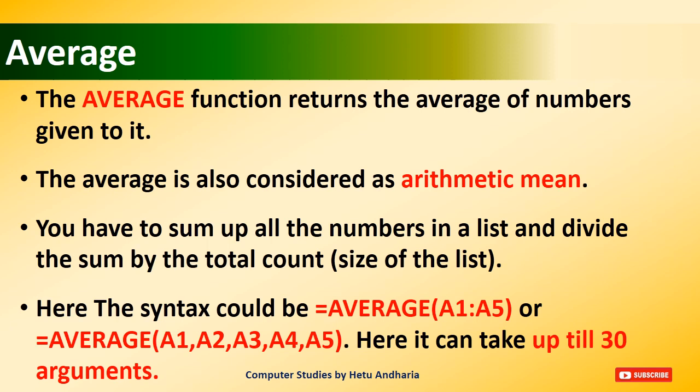You have to sum up all the numbers in a list and divide the sum by the total count, that is the size of the list. That is how average is found. But Excel does these things for you, automatically you get the answer, you don't have to do all these things. Now here the syntax could be AVERAGE, bracket, the cell range by adding a colon in between, and you can also use AVERAGE and, to refer to the cells, add a comma in between. Here you can take up to a maximum of 30 arguments.